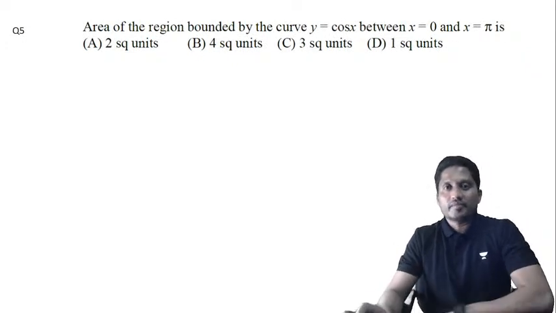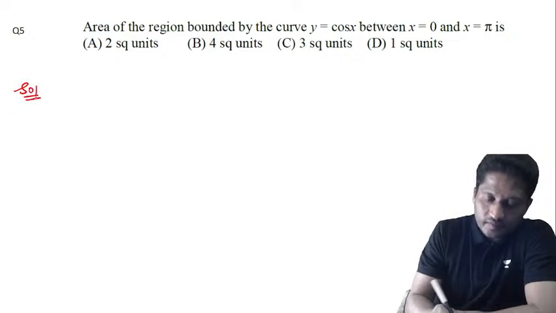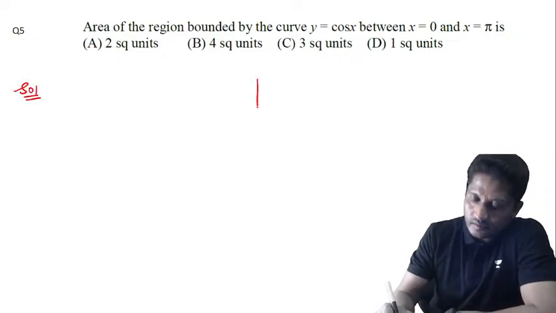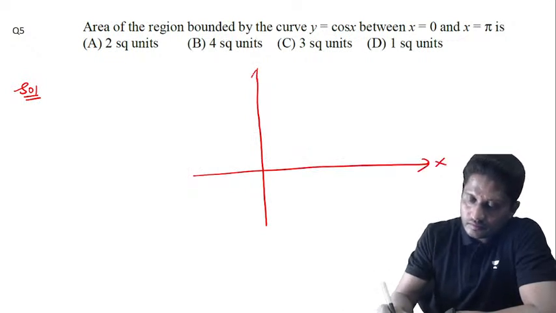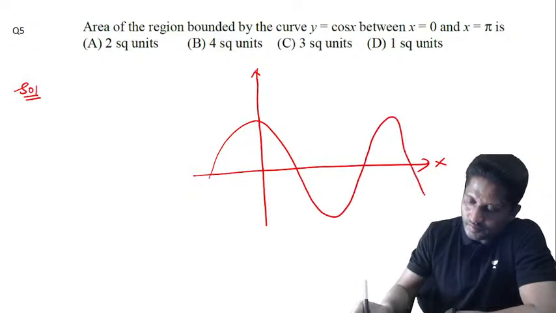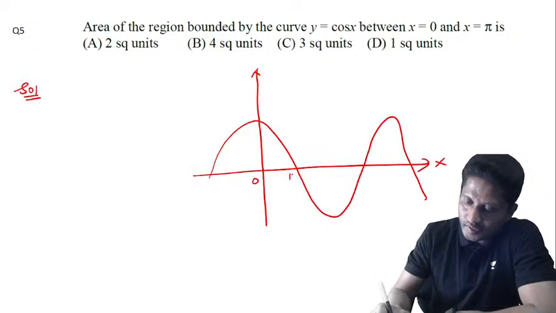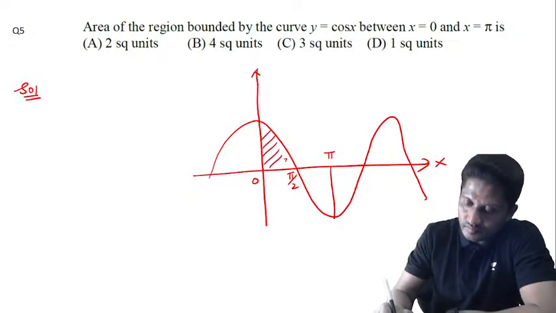Okay, area bounded by cos x between x equal to 0 and x equal to pi. So if I take the cos graph, this is 0, pi by 2, this is pi, right? This area I'm supposed to find out.